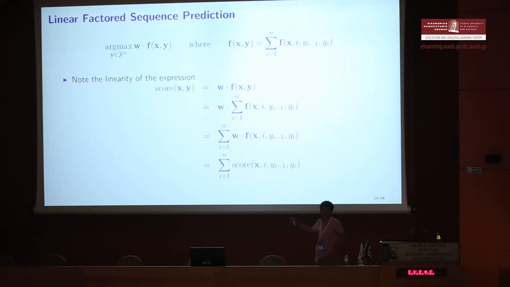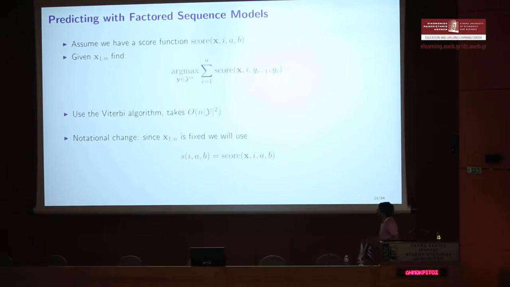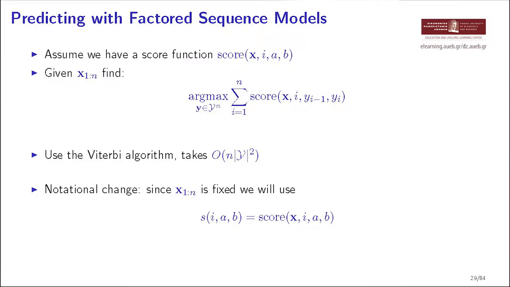If I'm given an input and an output, this is clear, right? How we do it. The question now is the following: how do I do predictions? Assume that I have a score at the background level, and now assume that I'm given an input. So everything is fixed, and now I want this: give me the output sequence that maximizes this sum. That's the prediction part. My model works at background level, but now I have a full input and want the full output.